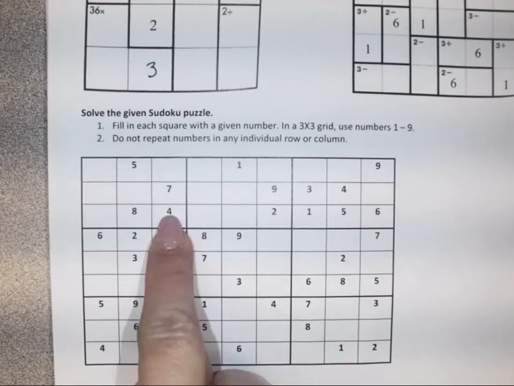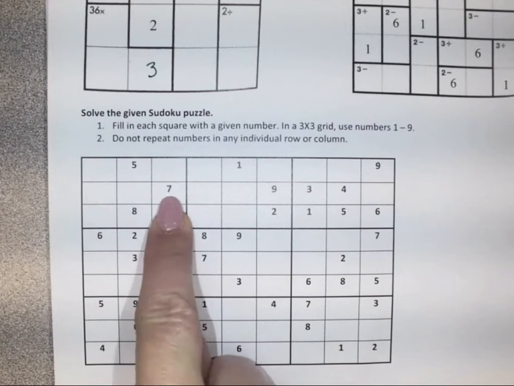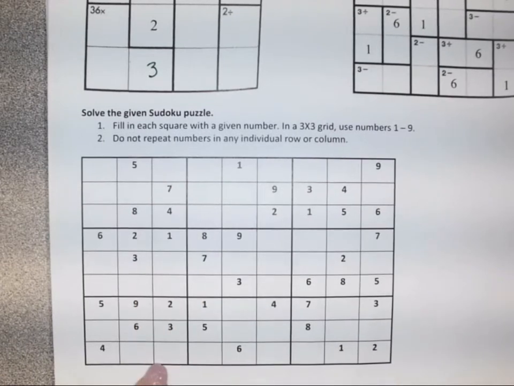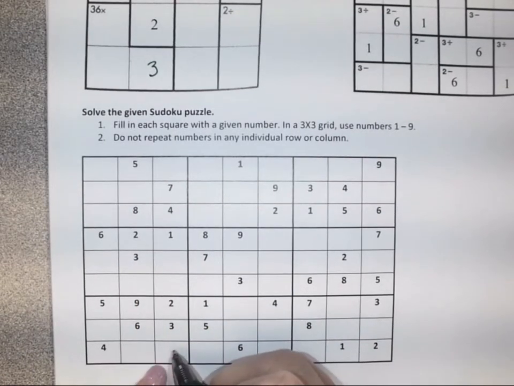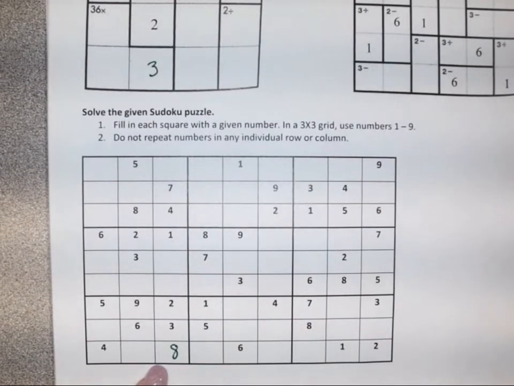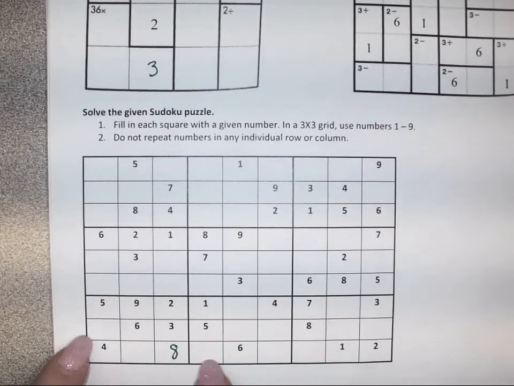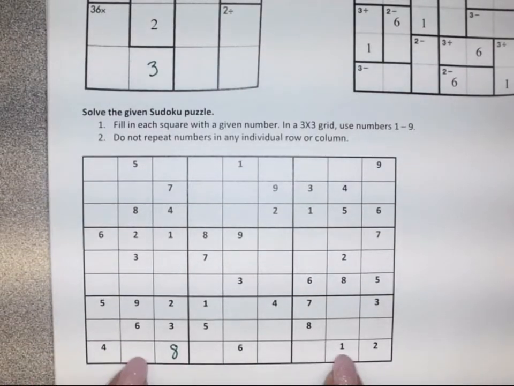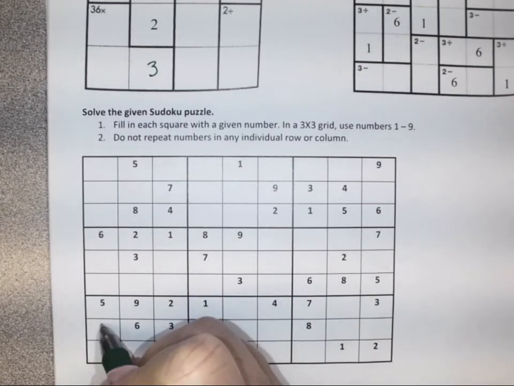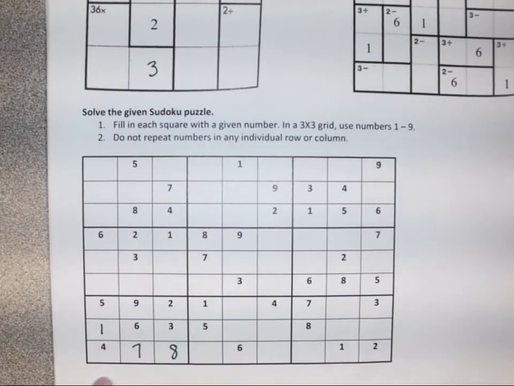I notice in this column, I already have a 1 and a 7. So it can't be 1 and 7 here. That tells me this will have to be my 8. So now I have 1 and 7 left to go in here. But in this row, I already have a 1. So the 1 can't go here. So the 1 will have to go here. And that leaves me with a 7.